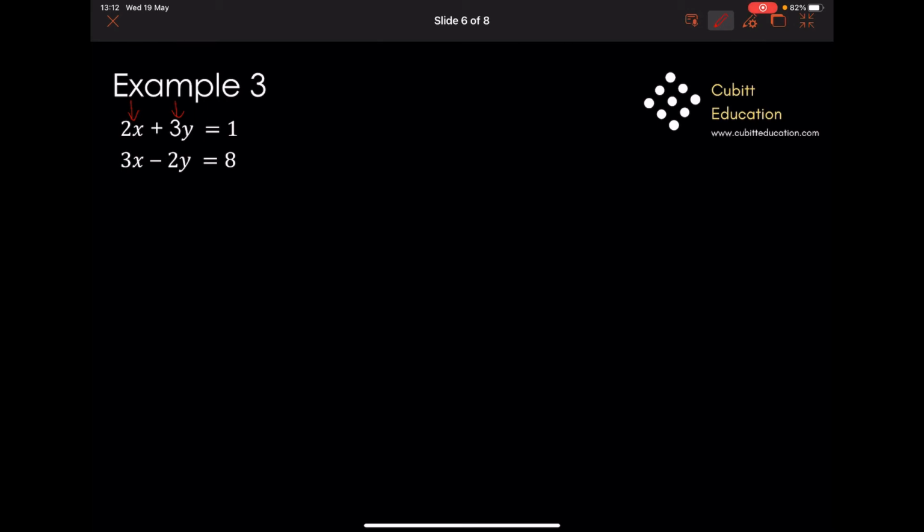So again, I'm going to leave the y's alone because there's a negative in there and I don't really like messing with those. So let's label our equations 1 and 2. And I've decided that I'm going to times by 3 and times by 2 again. Okay, it won't always be the same.